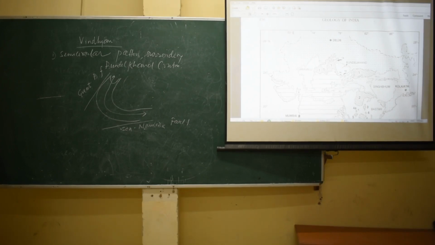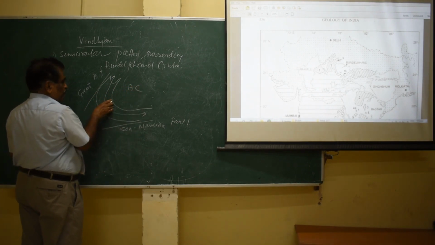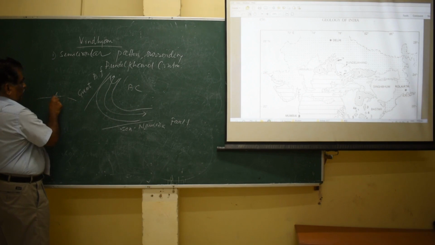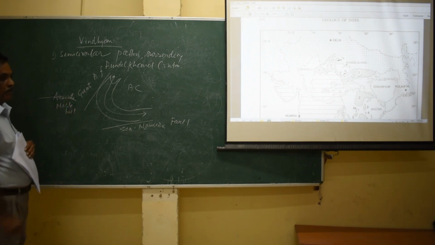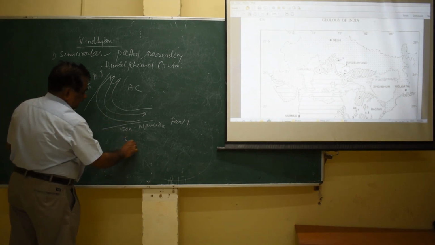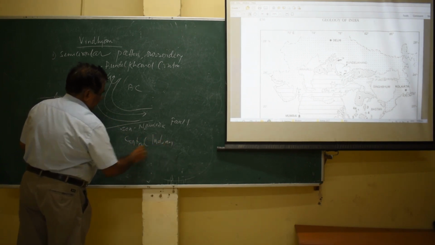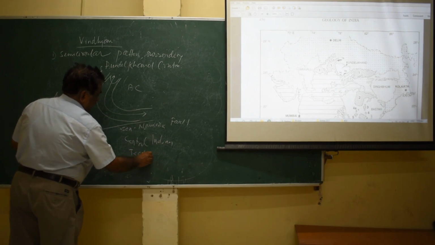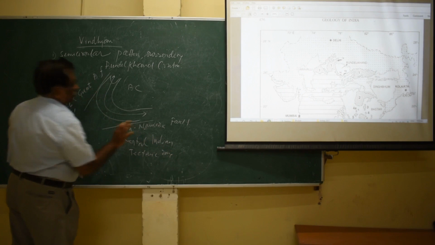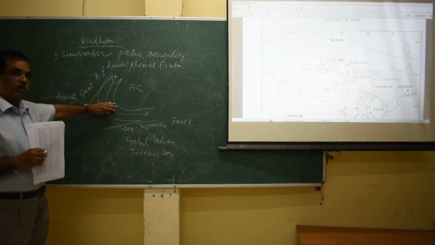So these are the platform rocks. So you have Bundelkhand craton. This is platform, and this will be the mobile belt, Aravalli mobile belt. If you come to south, here will be Central Indian Tectonic Zone. So that is how this platform rock occurs.